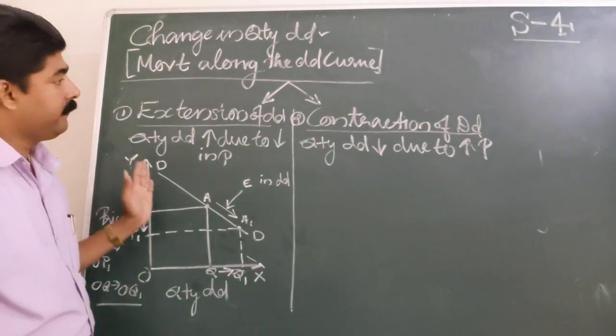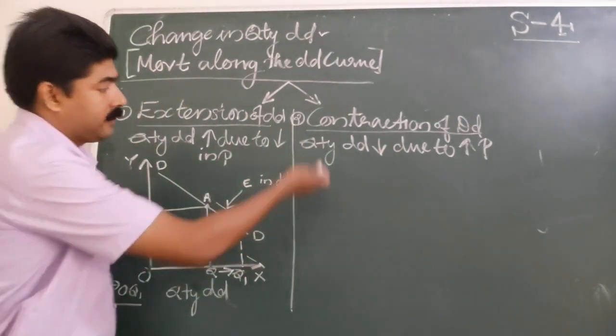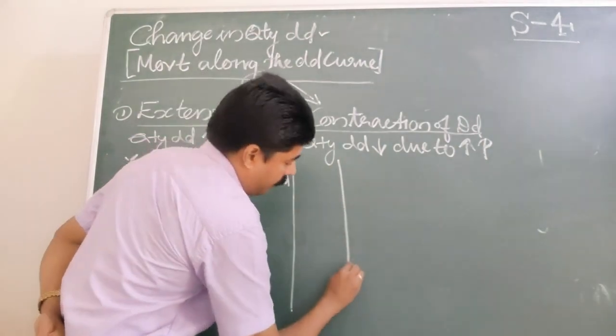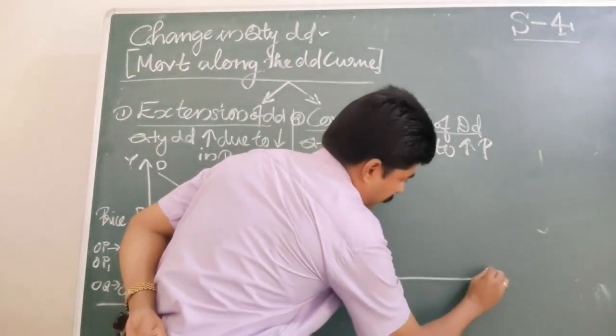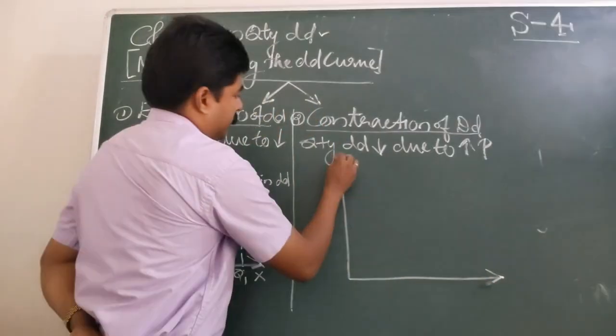In the same way, to show contraction of demand, make the same graph here too, with OX and OY axes. You can draw along with me.